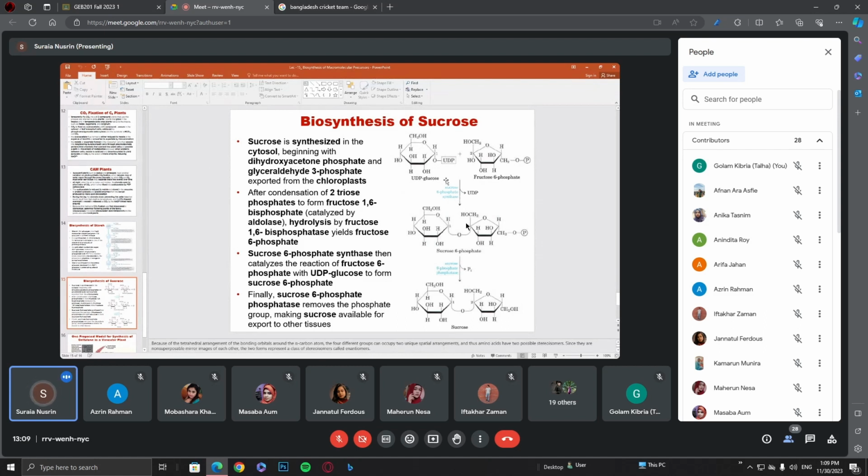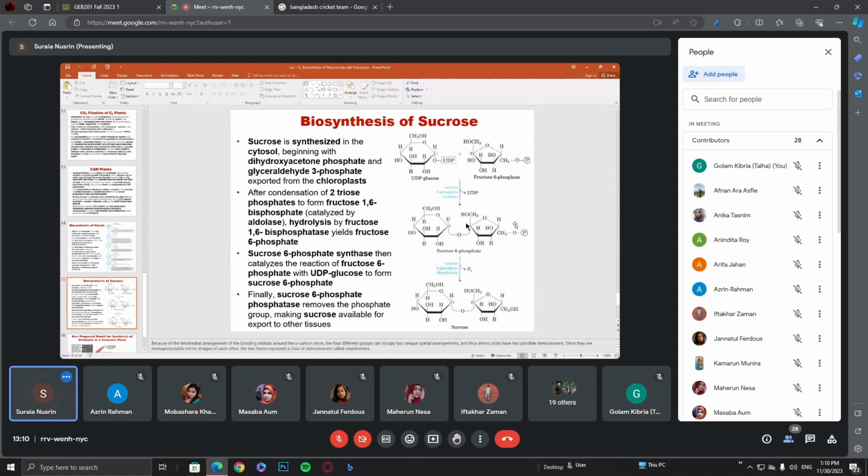Glucose, again, is not just simple glucose; the glucose needs to be activated, like we have seen in the case of starch synthesis where glucose is activated by ATP. Here the glucose is activated by the nucleotide UTP and it produces UDP-glucose, and UDP-glucose is then condensed with fructose 6-phosphate. In that condensation reaction, UDP is released and you can see the glycosidic bond generated between carbon number 1 of glucose and carbon number 2 of fructose by the enzyme sucrose 6-phosphate synthase, and we get sucrose 6-phosphate.